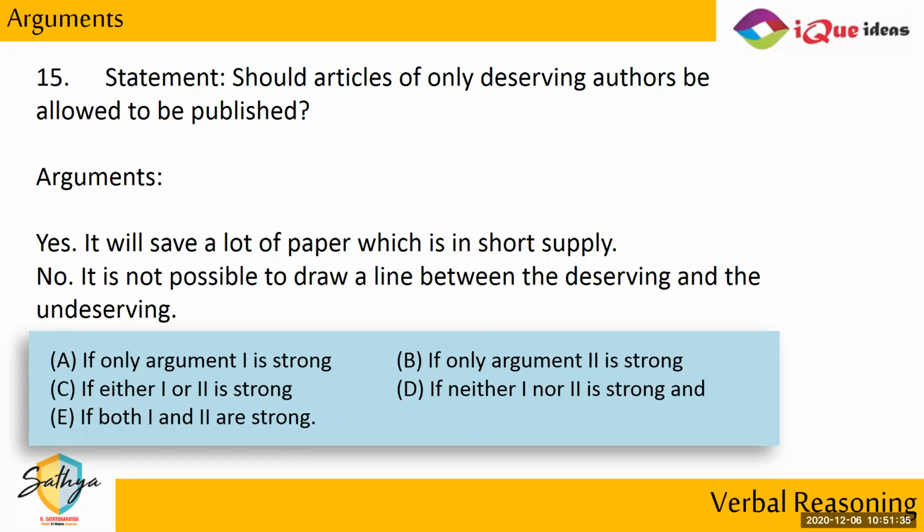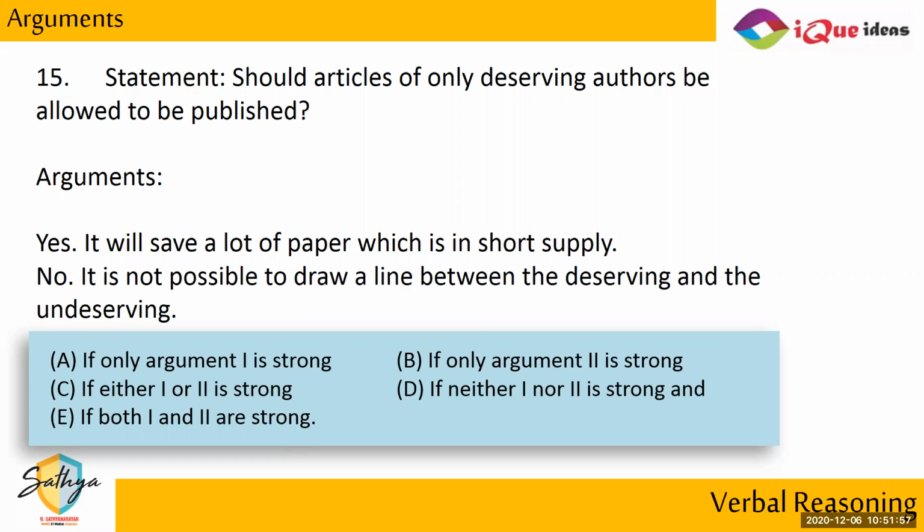Let's take a look at the second argument. It says, should articles of only deserving authors be allowed to publish? They say no. What does no mean? You should not allow only deserving authors to be published. You should allow all to be published. And why are they saying that you should not discriminate? It is because it is not possible to draw a line between deserving and undeserving.